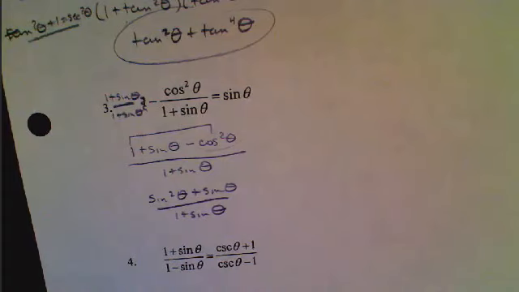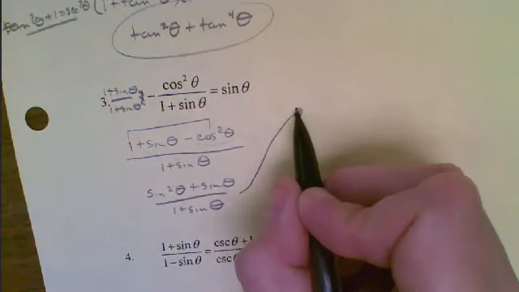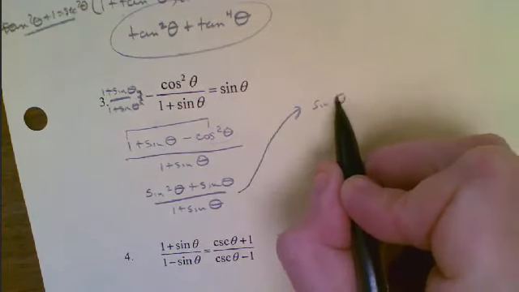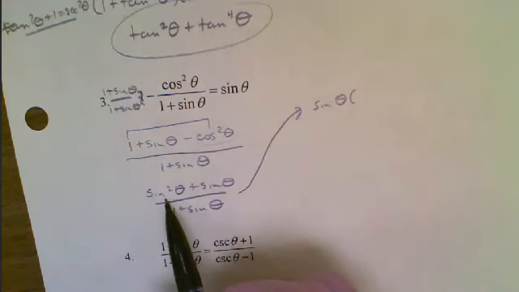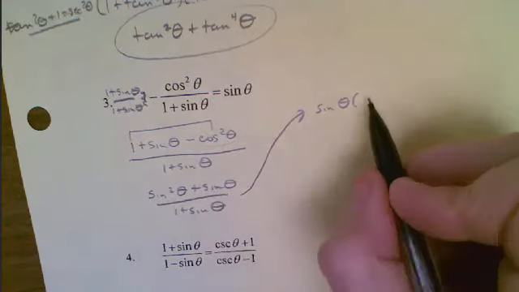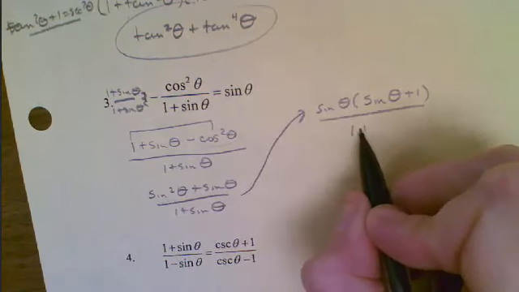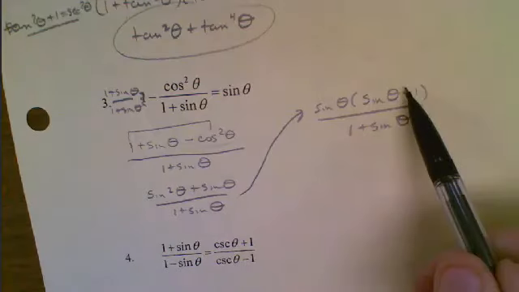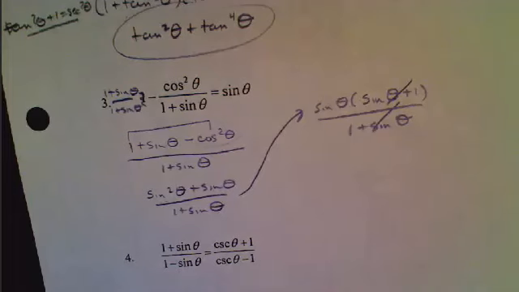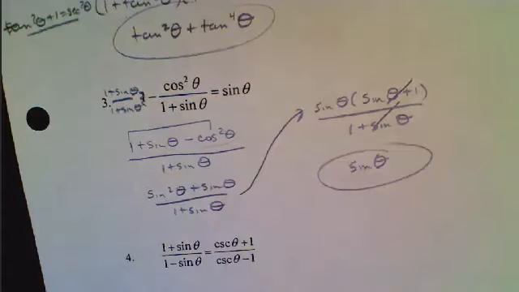All right, then it says factor numerator. So if I look in the numerator, there are 2 terms. They have something in common. They have a sine in common, so I'm going to factor that out. So I'm going to get the sine of theta times the sine of theta plus 1, still all over 1 plus sine theta. Now, why did I do that? Now I see that those cancel out, and so I'm just left with sine of theta. And that's what I wanted.